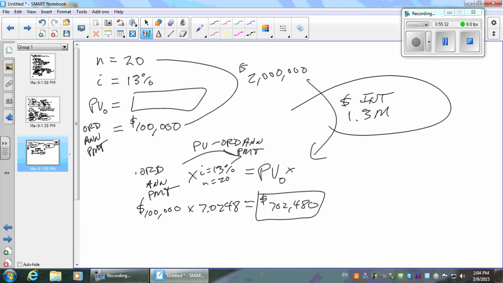Get off the annuity table and onto the present value of sum table where you want to be. 13%. You're on the right page. Look at this, 13%. Well, this one just says present value of the dollar. Oh, no, you're right, because they're 13%, and go down to 20 periods.